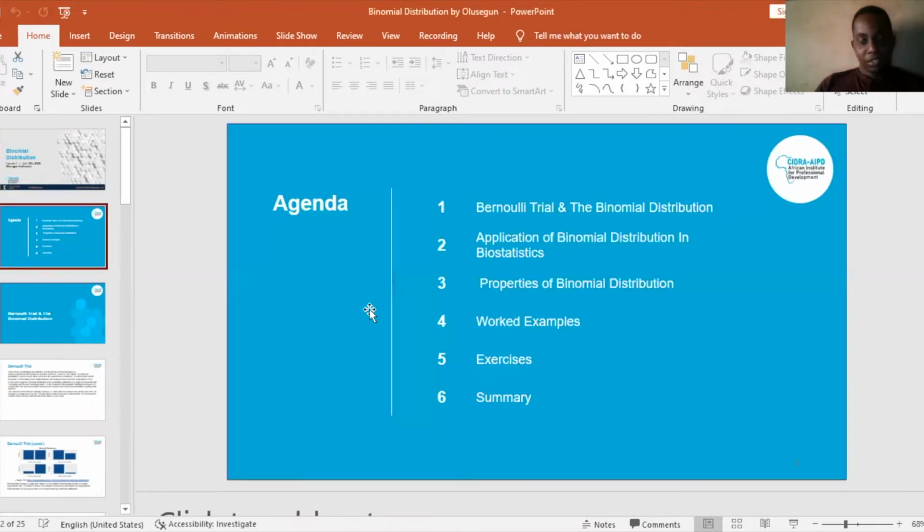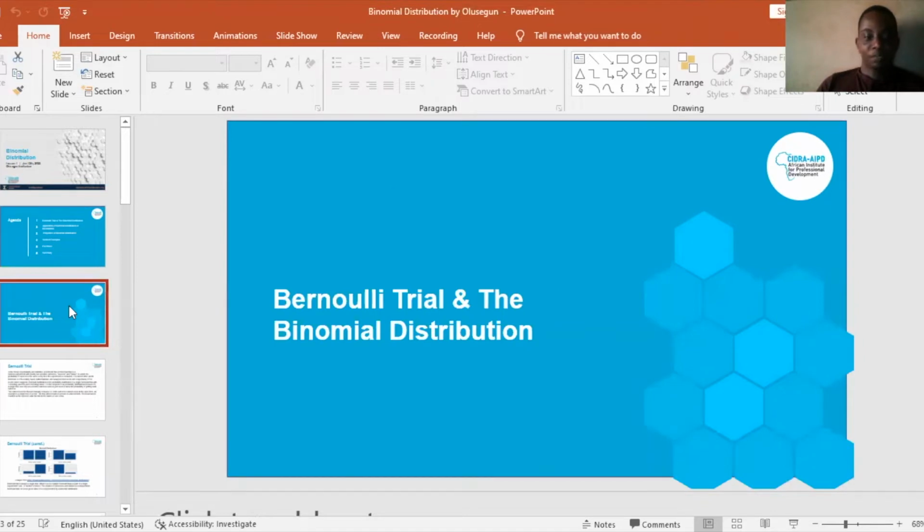Now, in the agenda for this module, we'll first start off by discussing the Bernoulli trial and the binomial distribution. Then we'll discuss the application of binomial distribution in biostatistics, the properties of binomial distribution, and then we look at some worked examples. Then we look at some exercises to test our knowledge of binomial distribution, and finally we summarize the module. So I guess we can get started with the Bernoulli trial and the binomial distribution.